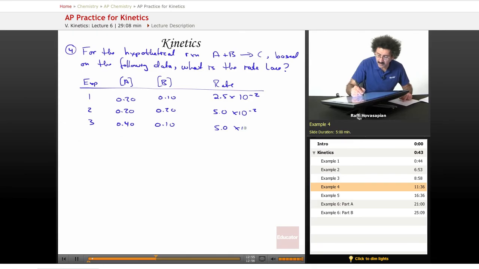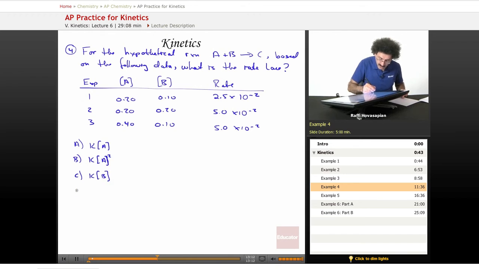And our choices are the following. A is K times the concentration of A, B is K times the concentration of A squared, C is K times the concentration of B, D is K times the concentration of B squared, and E is K times the concentration of A times the concentration of B. Okay, so now let's take a look at this data.